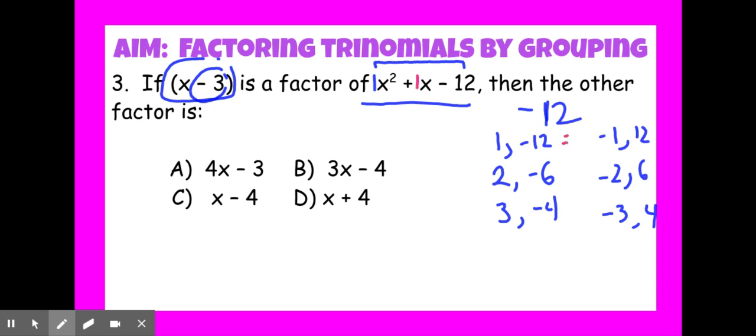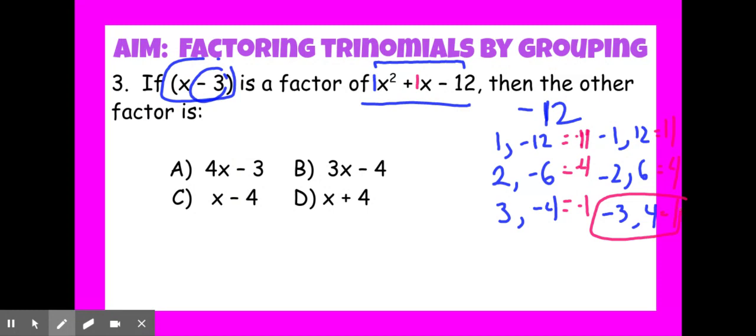So the first group gives me -11. Oops, sorry. The next one, 2 plus -6 is -4. 3 plus -4 is -1. Positive 12 plus -1 is 11. -2 and 6 is positive 4, and -3 and 4 is positive 1. So which group gives it to us?